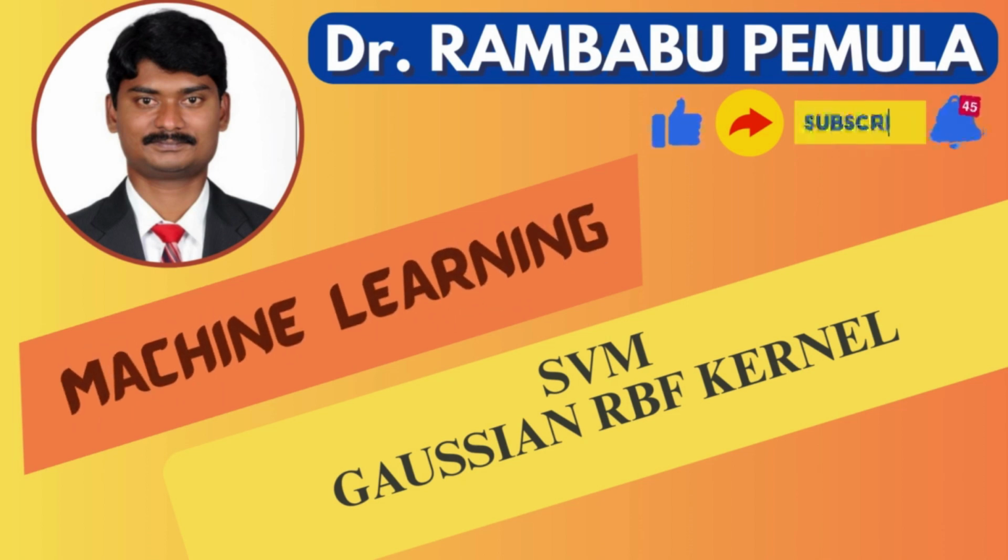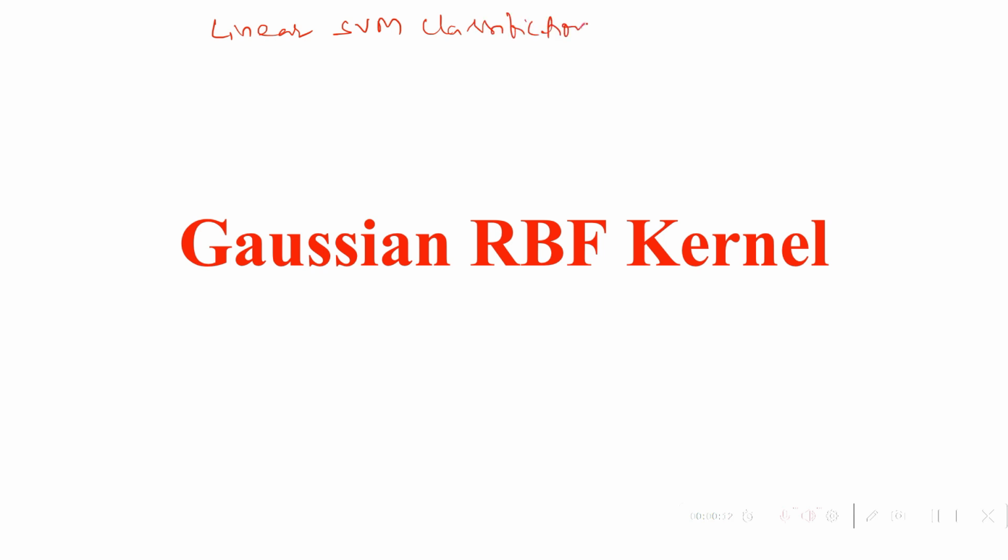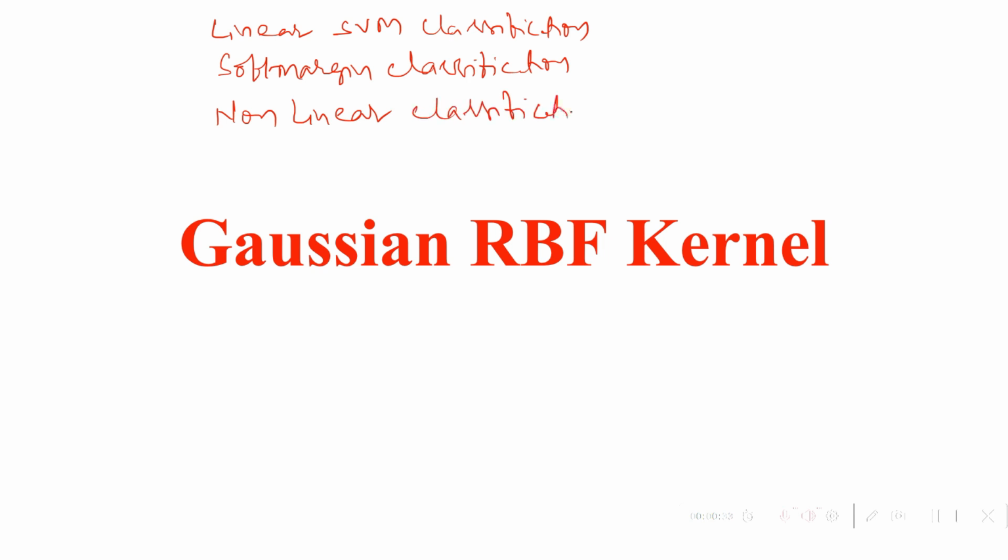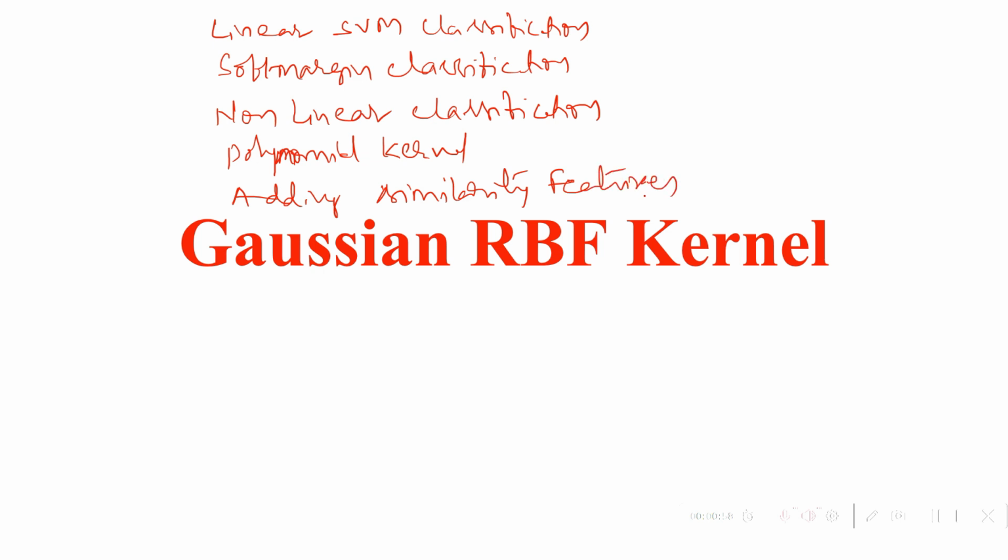In the previous video, we discussed linear SVM classification, and also the soft margin classification, and nonlinear SVM classification with the help of polynomial kernels. We are also adding some additional similarity features. Based on this, we convert the nonlinear features into linear features, and then apply linear SVM classification on the nonlinear data.